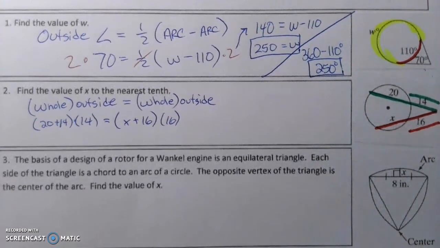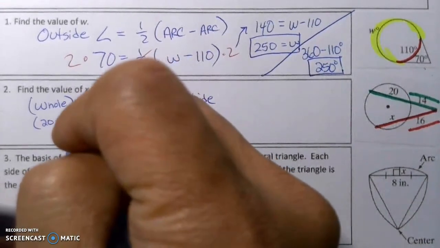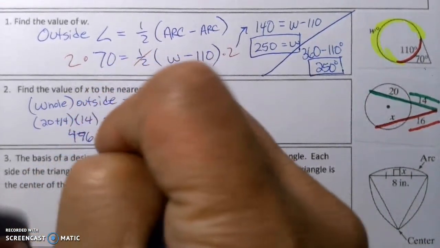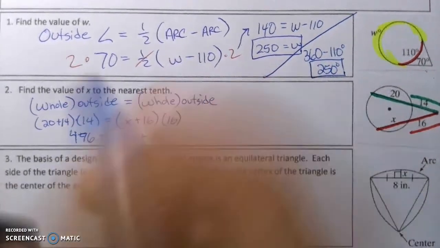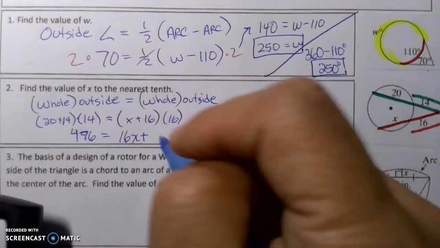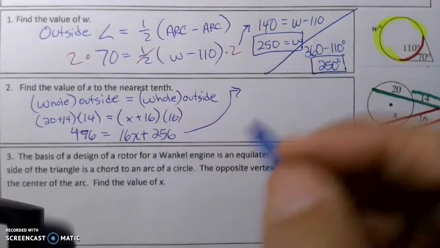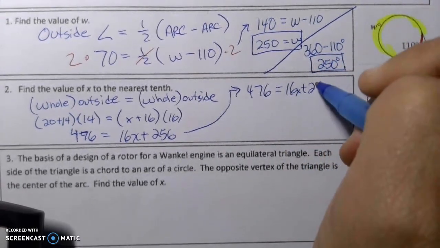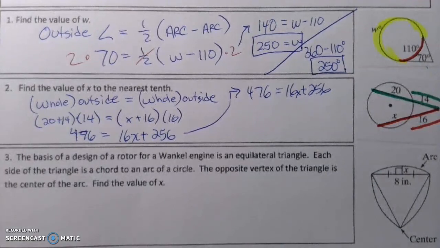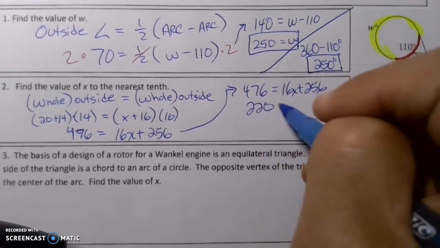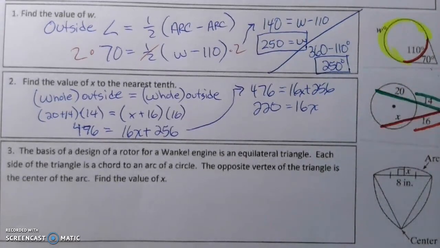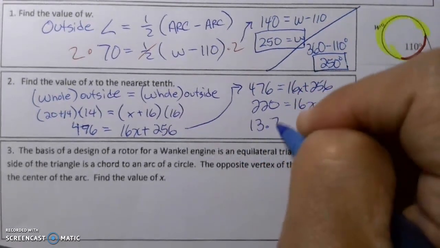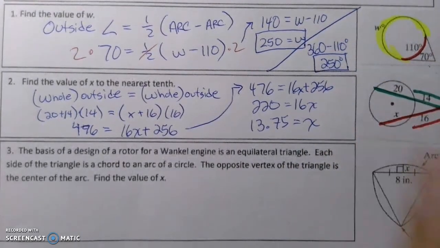All right, and we're just going to need a calculator here and figure this out. This is 34 times 14. This is 476 on here. This is distributive property, 16x. 16 times 16 is 256. This is getting a little ugly here. I'm going to minus 256 to both sides. 476 is equal to 16x plus 256. I'm going to minus 256. This is 220 is equal to 16x. I'm going to divide by 16, and I get 13.75 is the value of this x here.